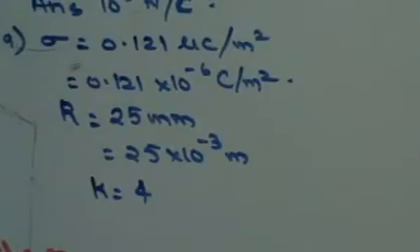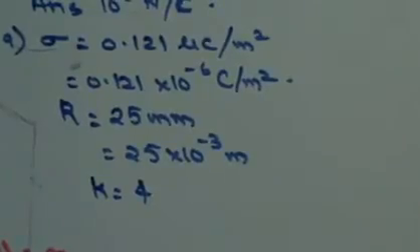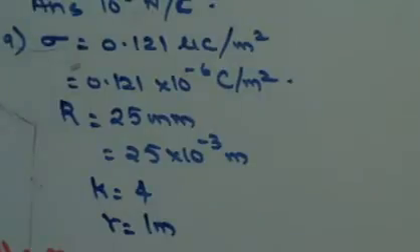Find the electric intensity at a distance of 1 meter from the axle of the cylinder.